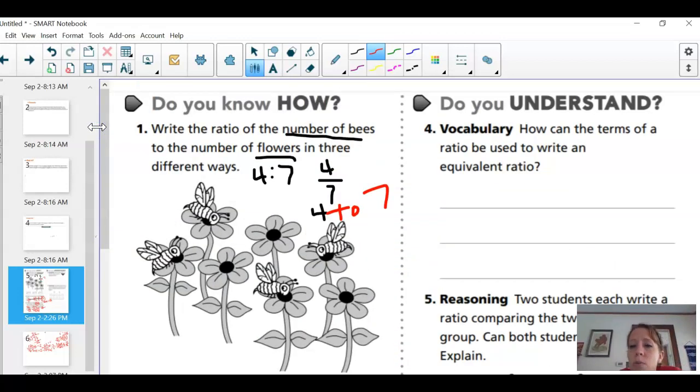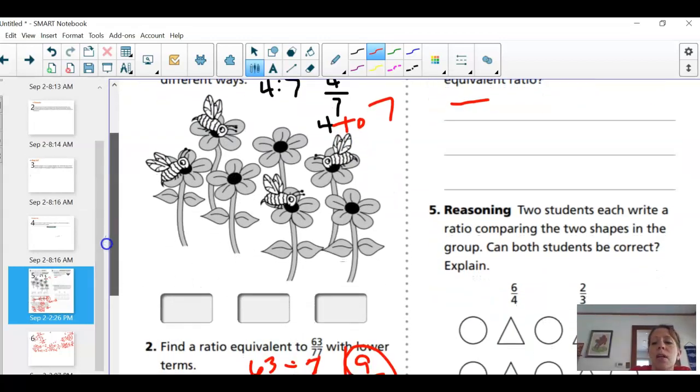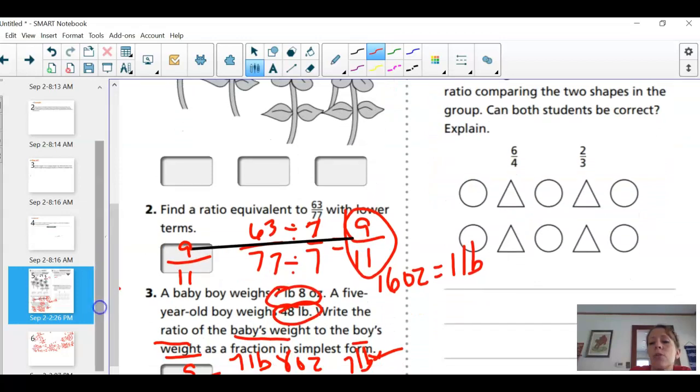How can the terms of a ratio be used to write an equivalent ratio? So for this, I'm just looking to see if you can explain that we can change it into a fraction, and then we can find an equivalent fraction. So I can multiply them by a common number in order to find a new name for that ratio.